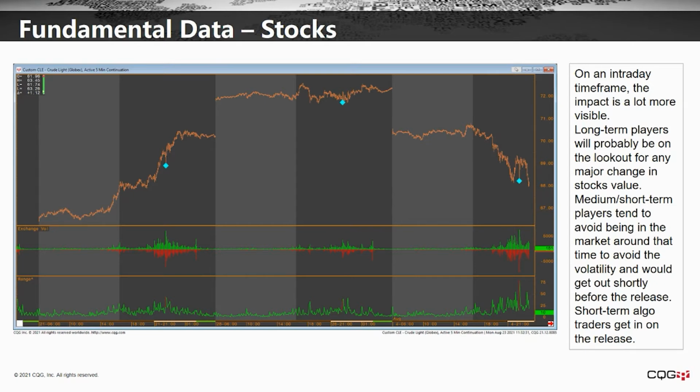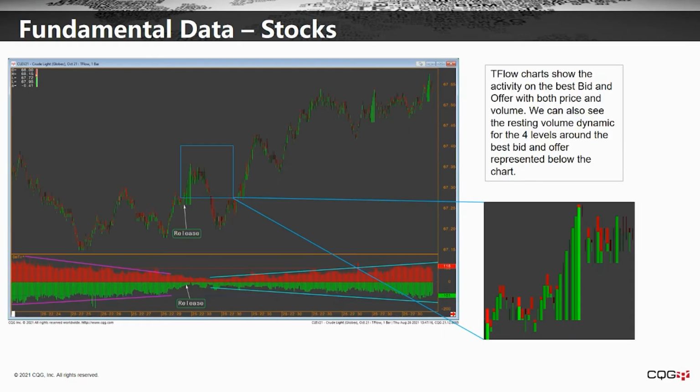The long-term players usually don't worry about those releases unless something really drastic is happening. Medium and short-term players tend to avoid being in the market around that time due to increased volatility that could hurt their P&L, and they tend to get out before the release. The short-term algo traders, however, find very good opportunities on releases and get on the releases and get out really quickly after that.